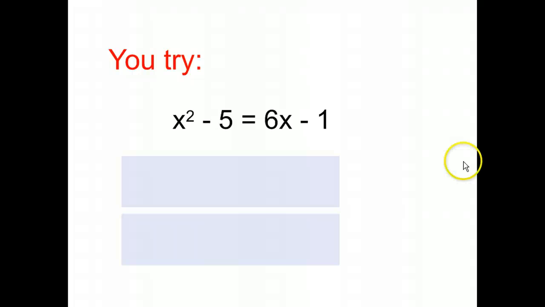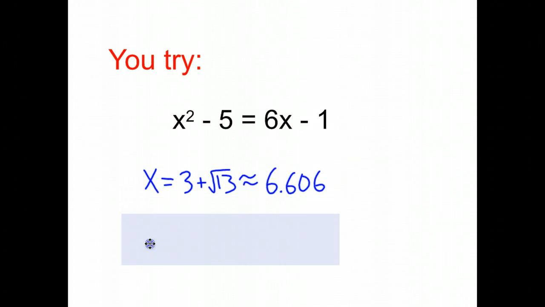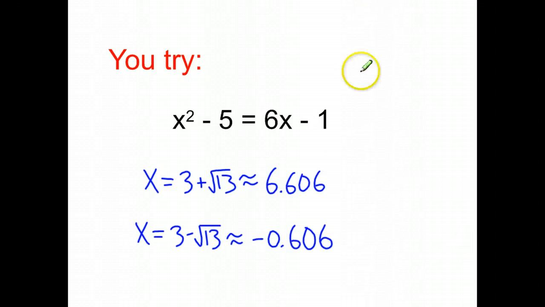All right, hopefully by now you've tried it out on your own, and let's see if your answers match mine. 6.606 and -0.606. A lot of sixes. Don't worry, that's not some kind of satanic omen there. That's just our solutions to this equation.